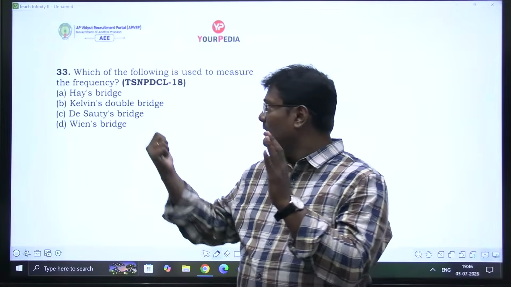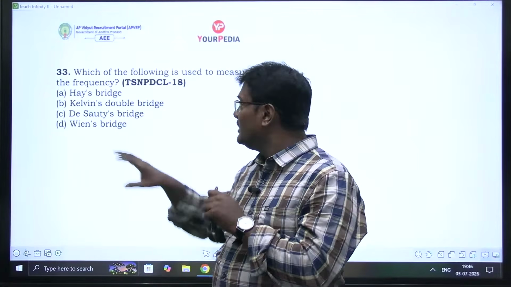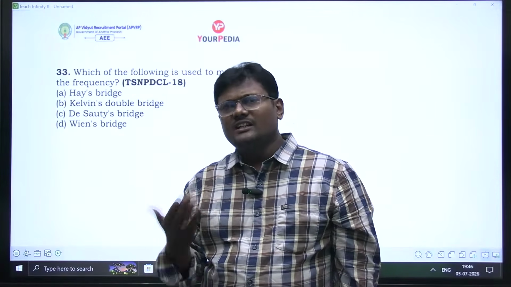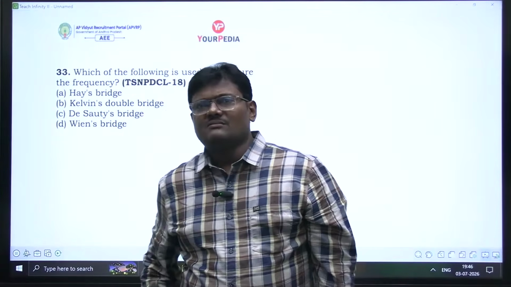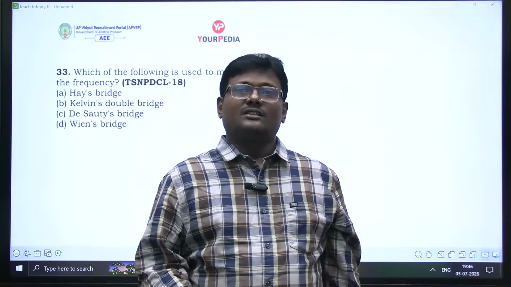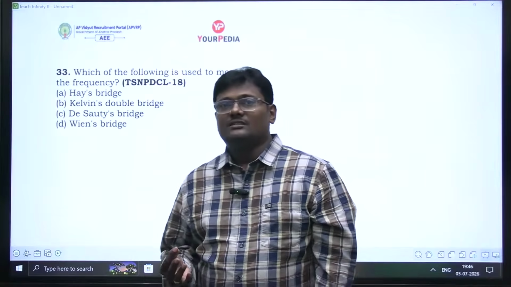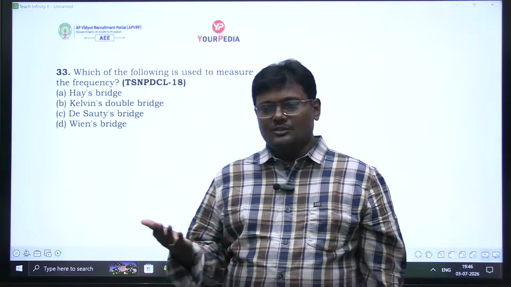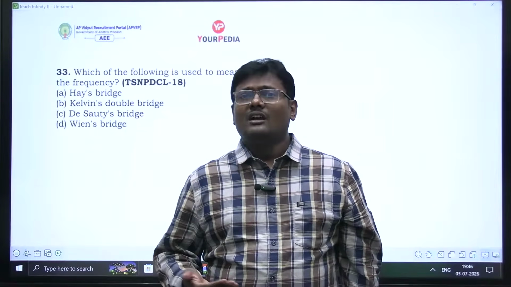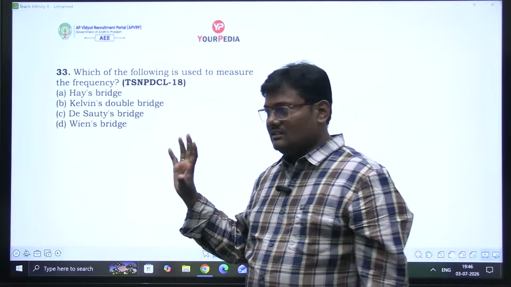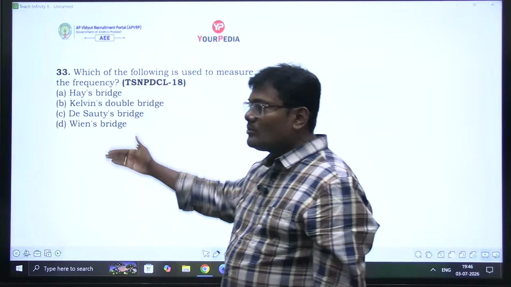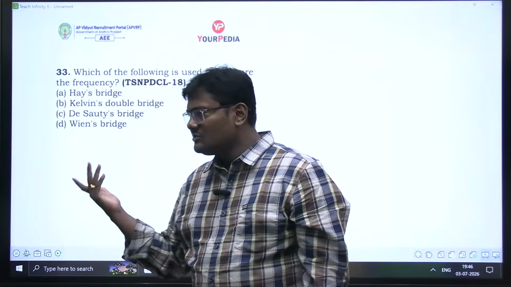If there are 4 options displayed here, and you read theory now, it will take 1 year. Not only measurements, you also have machines, power systems, network theory, utilization of electrical energy and control systems, all the syllabus. Take this type of practice session, where 4 options are displayed. Yes, Wien's bridge is correct.